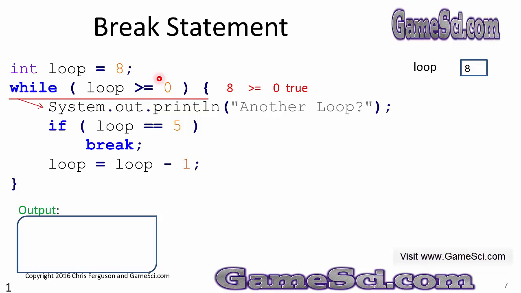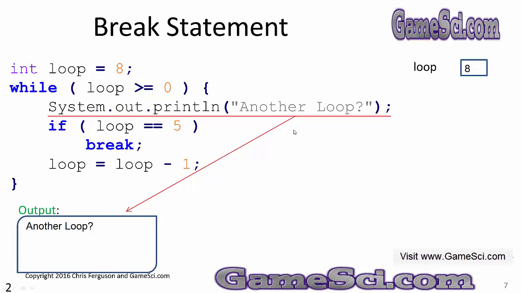We'll ask if loop is greater than or equal to 0. Well, that's an easy one. 8 is definitely greater than or equal to 0. So that is a true statement. As a true statement, we will go inside the loop and execute everything in this block. Between these two curly braces, everything will execute. So all of this code will execute when that while statement is true.